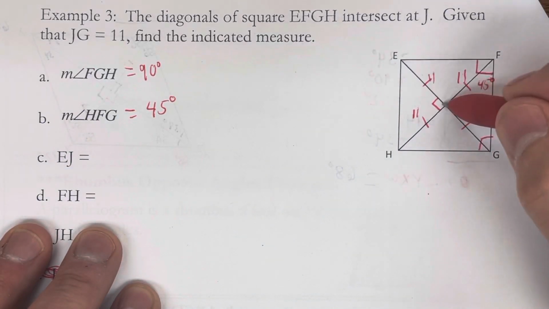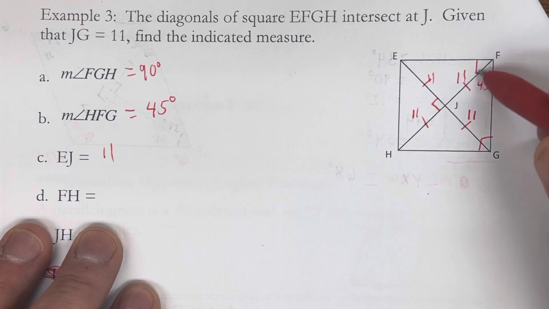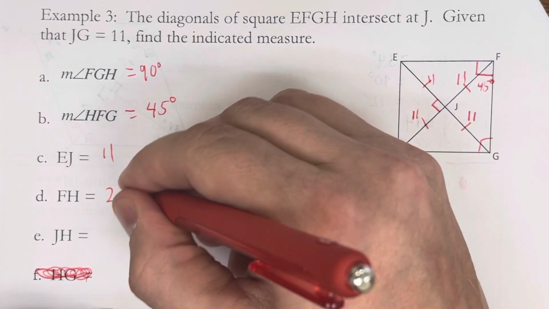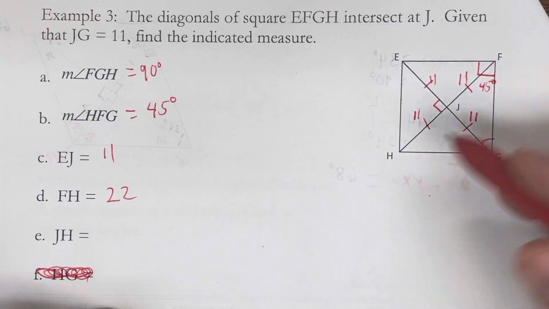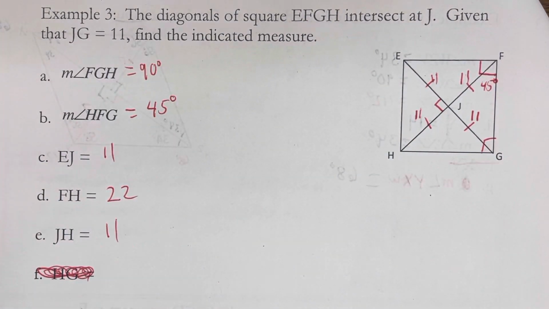Next step, EJ, we already marked, that's 11. F to H, add the whole thing up, 22. And J to H is 11, and we skipped HG. Okay, we aren't going to find that piece.